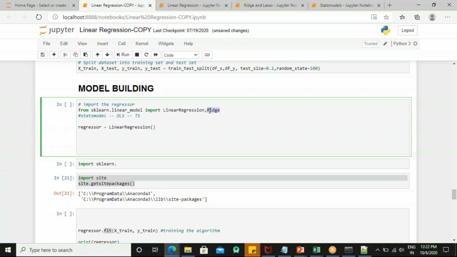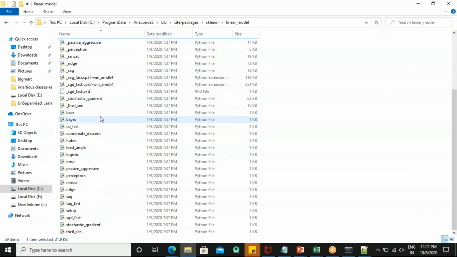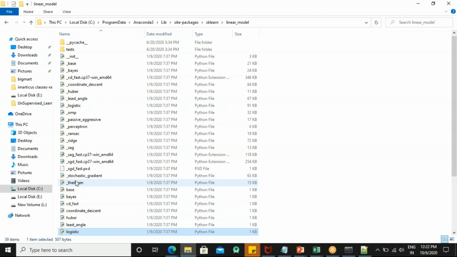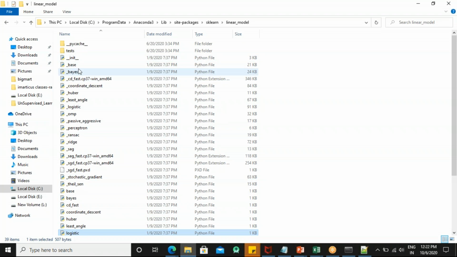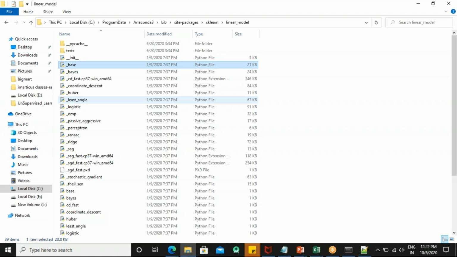How to check that? Let's go back. What I am looking for is linear regression, so linear regression must be a code here. See, ridge is there, but I'm interested in linear regression. Logistic is there, linear is not there. So what I will do, there is this base file. Let me go inside this base file.